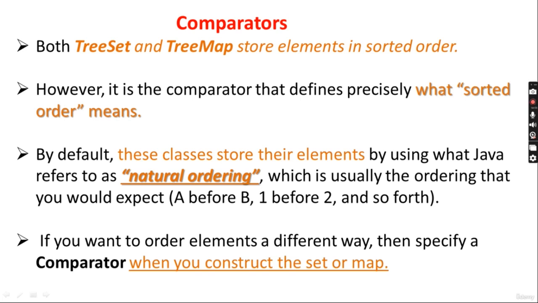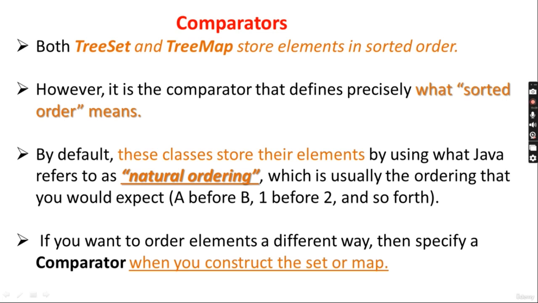Both TreeSet and TreeMap store elements in sorted order. Okay. TreeSet and TreeMap both are made for what? Sorted order. It is the comparator that defines precisely what sorted order means. These classes store their elements by using what Java refers to as natural ordering, which is usually the ordering that you would expect: A before B, 1 before 2, and so forth. Okay. When you are not giving the comparator, what will they follow? Natural ordering.